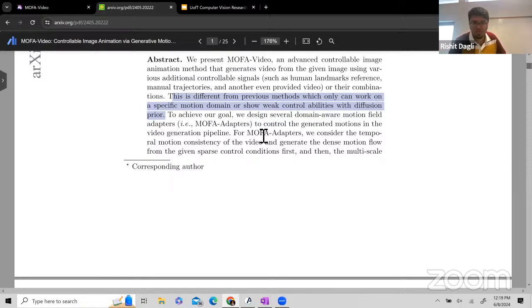So let's talk about the methods, the jargon that is used by the topic of this paper, which is MOFA adapters. So this is domain-aware motion field adapters.